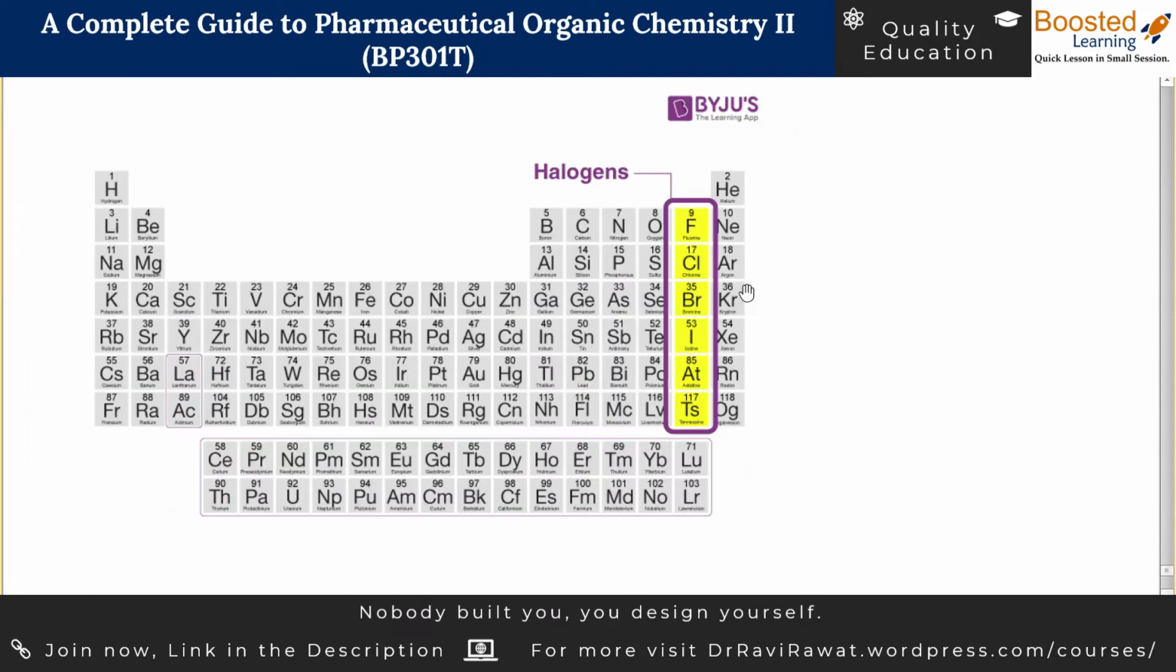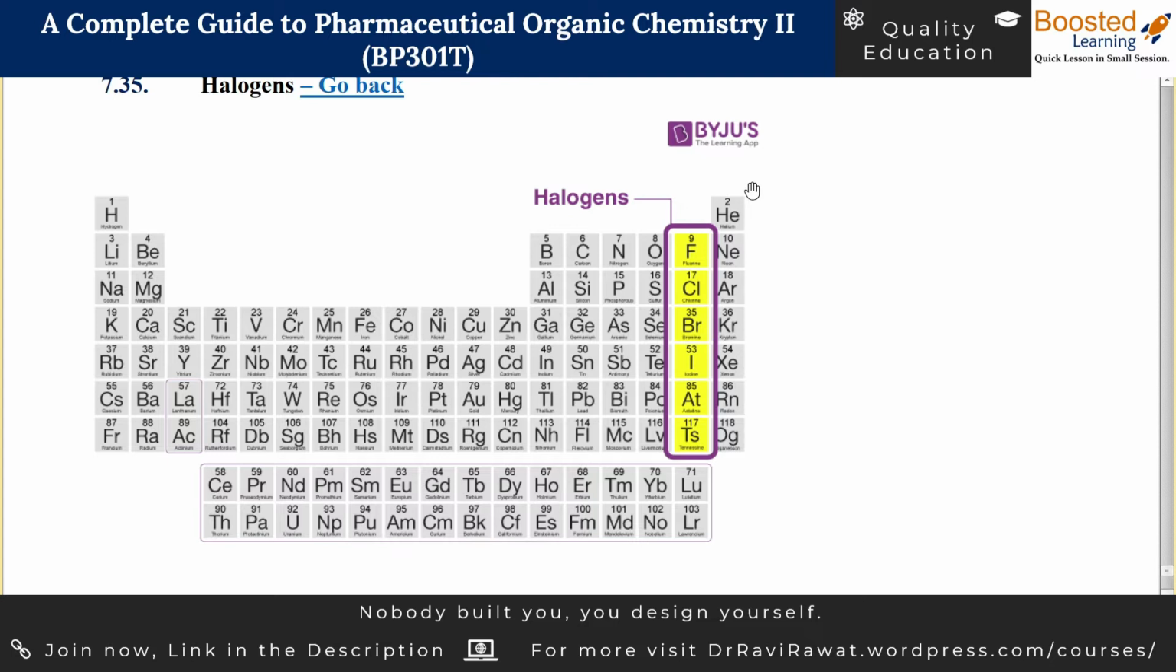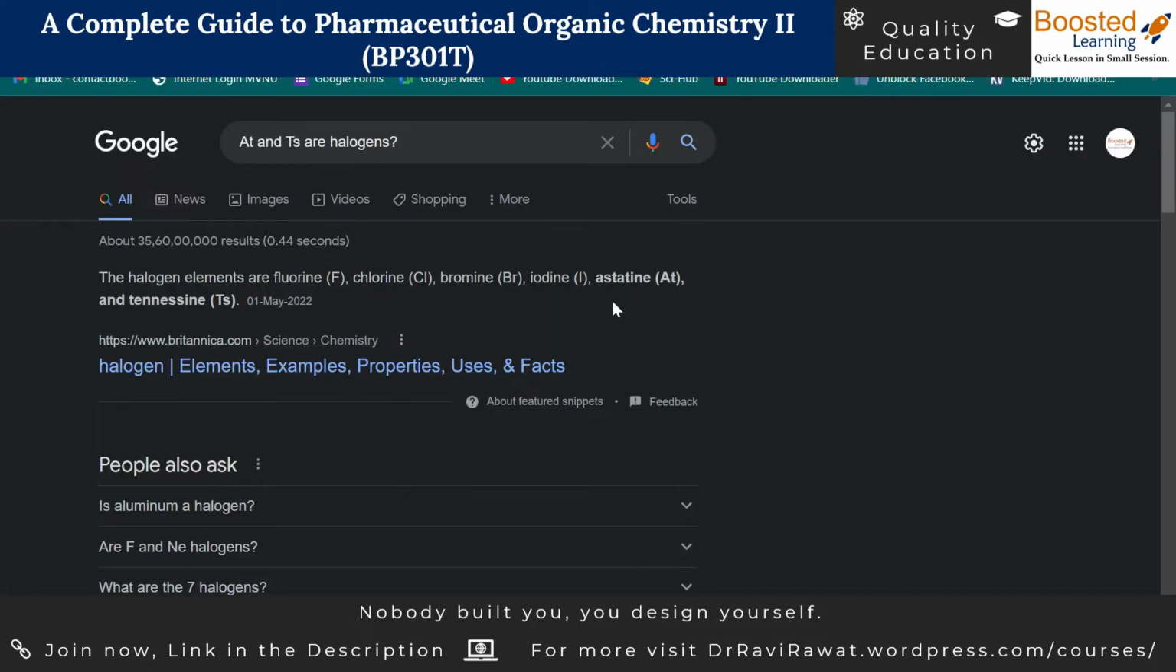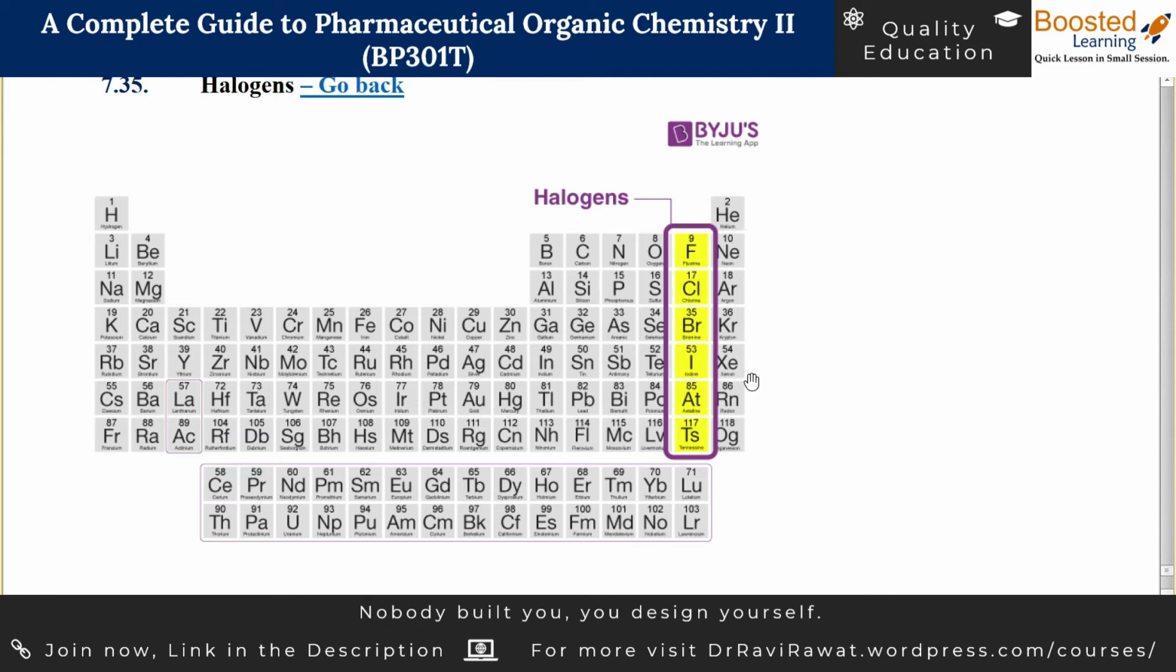So, this term is actually designating the 17th column of the periodic table. Over here you can see the periodic table, and there are a lot of columns in the periodic table. The total number is 18. If you go to column number 17, this group of elements are called halogens. The elements include fluorine, chlorine, bromine, iodine, and there are two more, astatine and tennessine. So these 6 atoms are called the halogens.